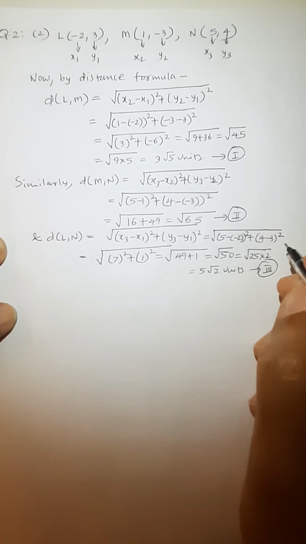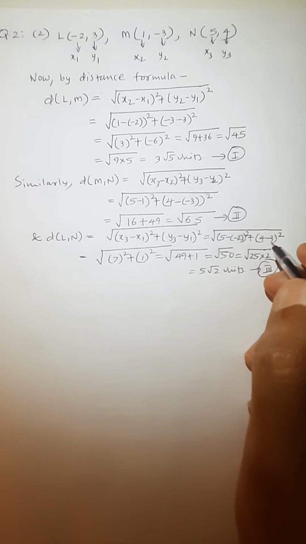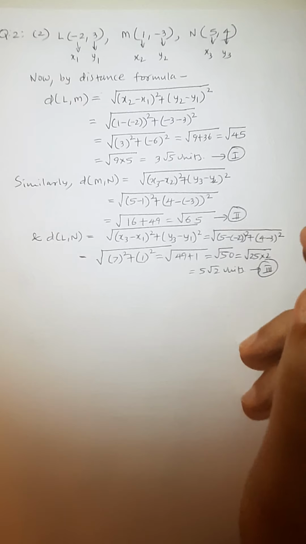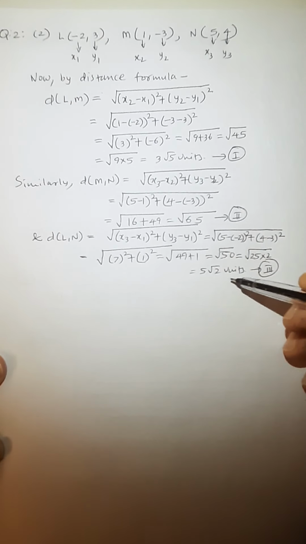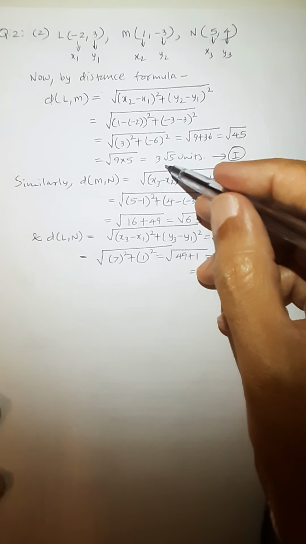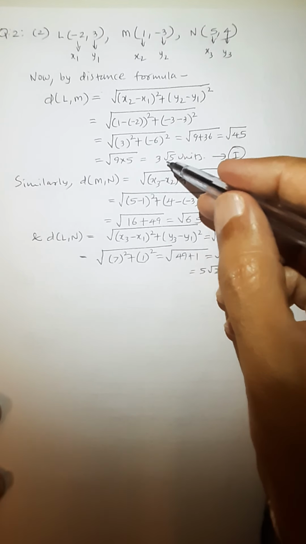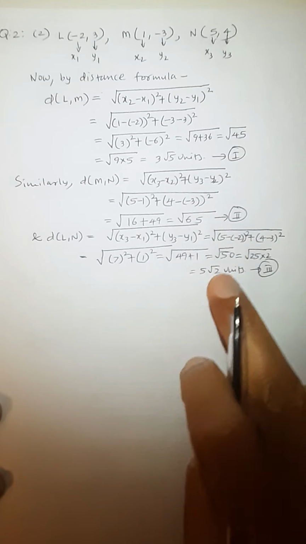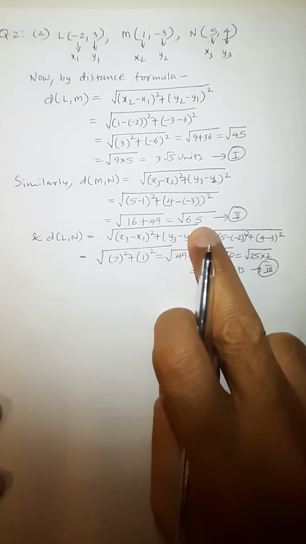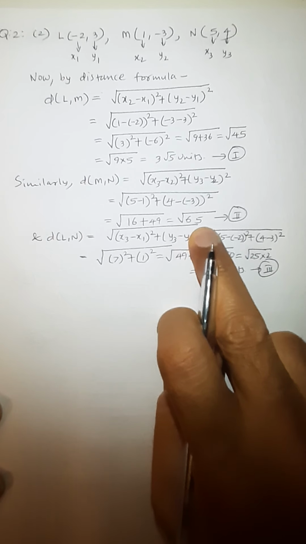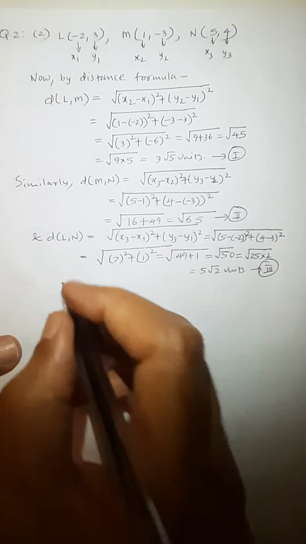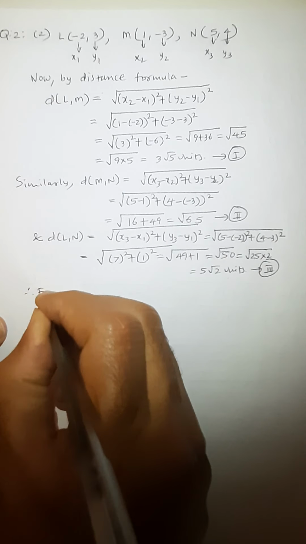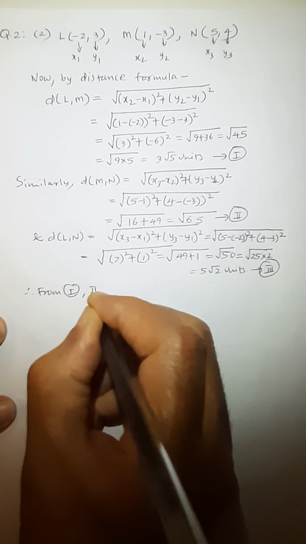Now which is the biggest distance? We can't say. Okay, can we add any two distances and get the third distance? We cannot. We know this distance is 5 root 2 units and that one is 3 root 5 units. 5 root 2 and 3 root 5 we cannot add because they are different numbers. So we don't see any relation. We cannot add.